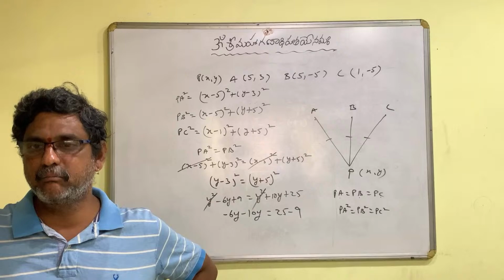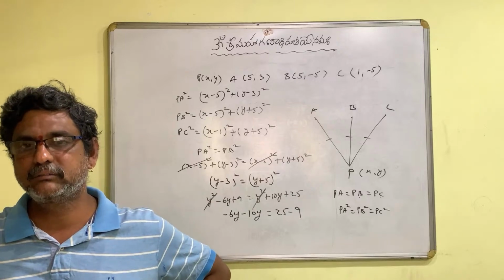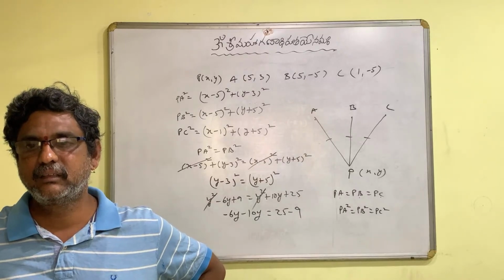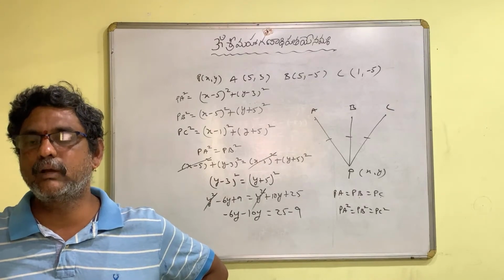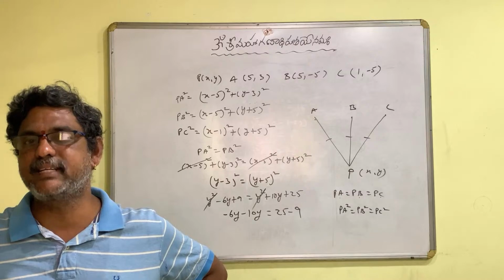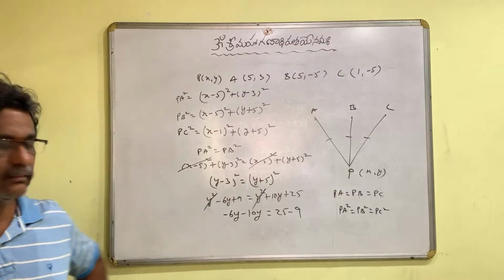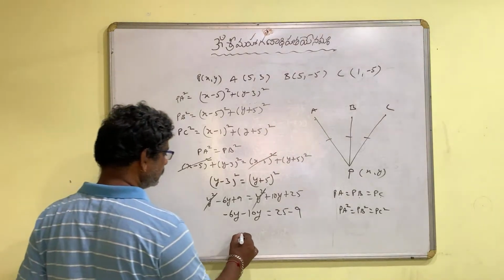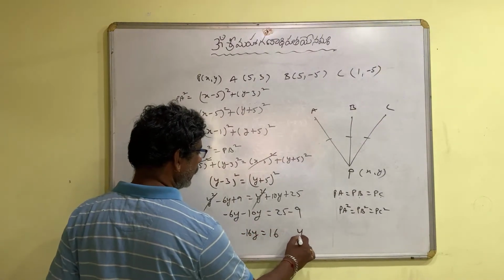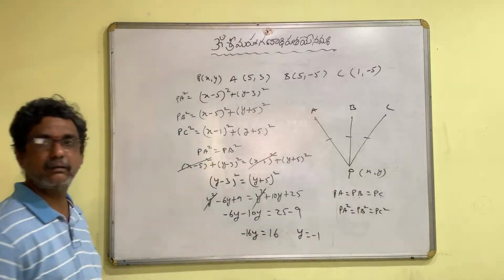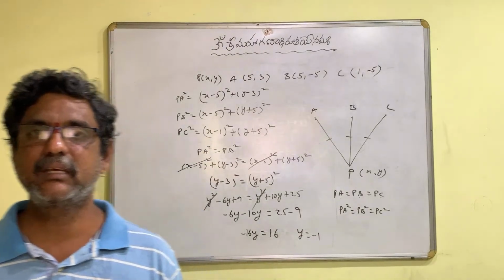Negative 1 right, positive 1 wrong. Answer negative 1 is right. Whoever gets the negative 1 as answer is right. Y is negative 1.